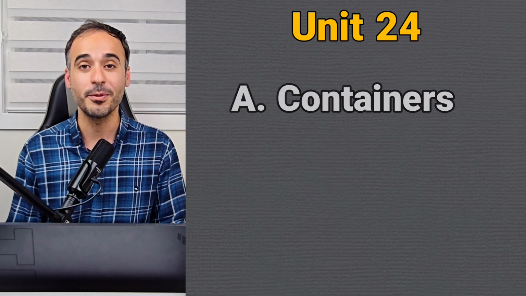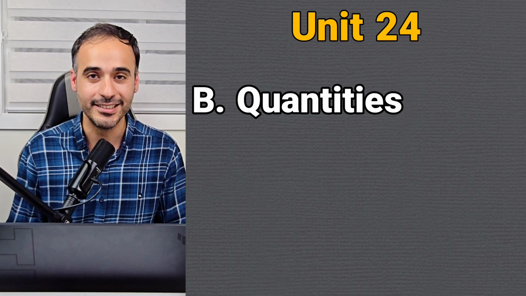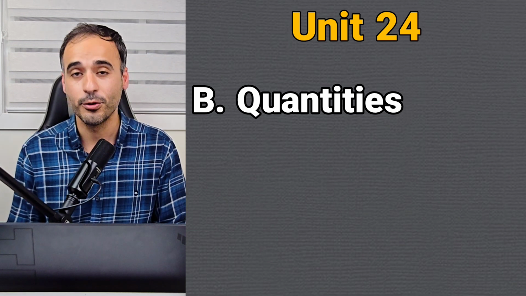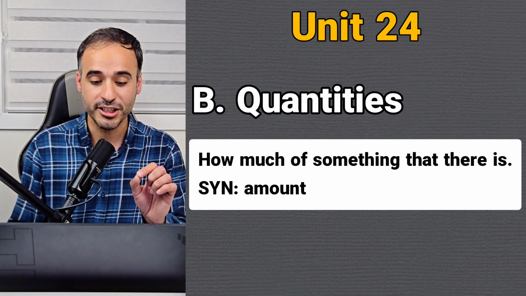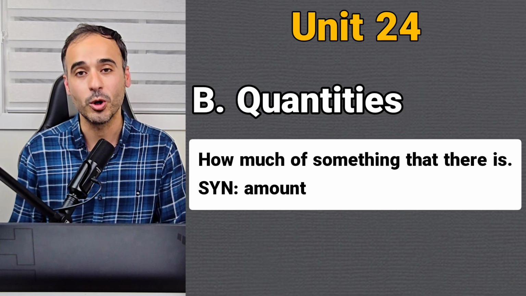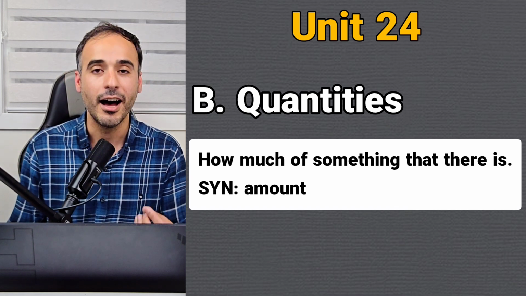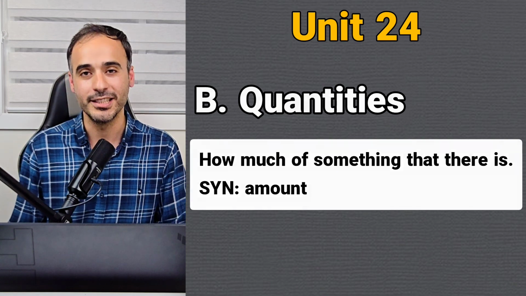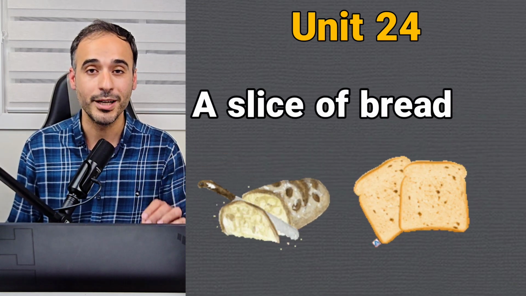Now let's move on to part B, which is about quantities. Quantities. All right, what's the definition for quantity? Quantity. How much of something that there is. A synonym for quantity is amount. How much of something? Amount. That is quantity. In the first picture, we have a slice of bread.